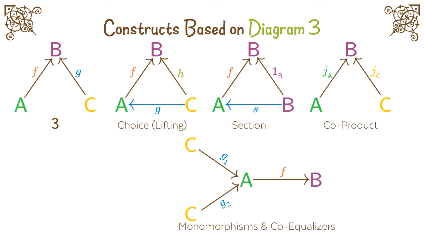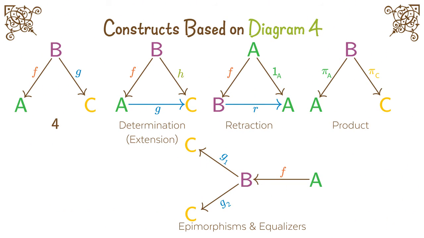The section is a special case of this. Here, given a map F from A to B, we want a map S from B to A, such that F following S is equal to the identity on B. The coproduct has this structure as well, but without any arrows between the bottom pair. And monics and coequalizers both have the same abstract structure, although their definitions say quite different things.